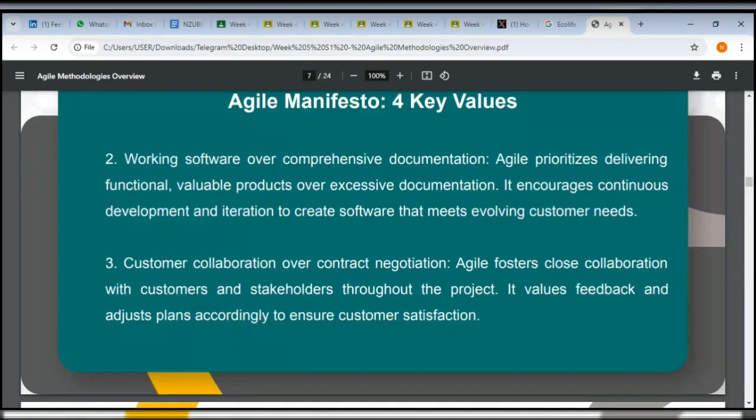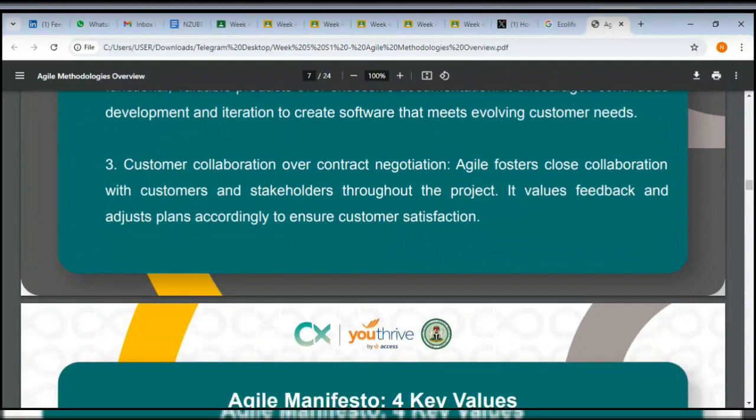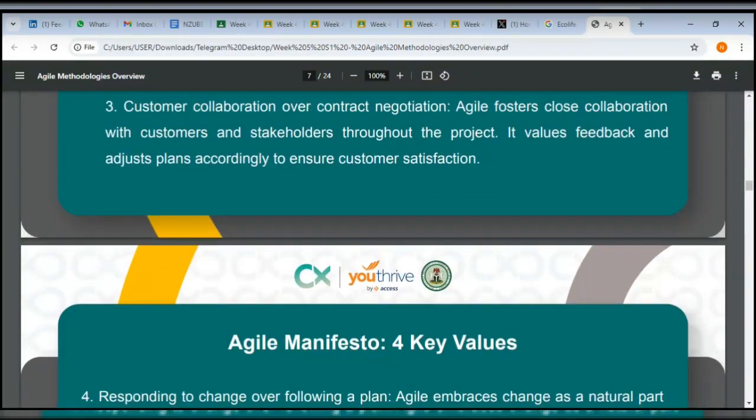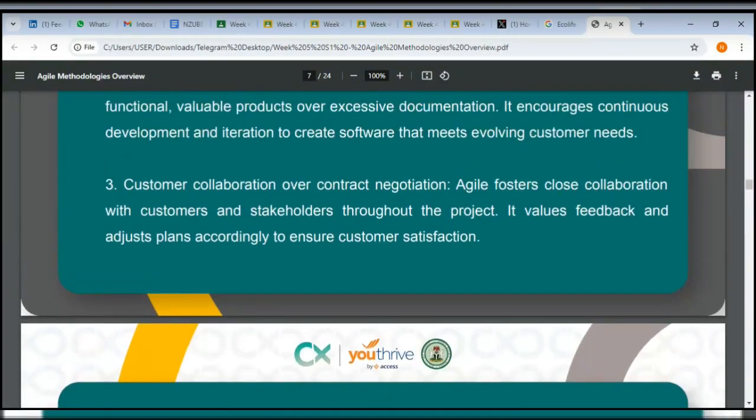Customer collaboration over contract negotiations. Agile fosters close collaboration with customers and stakeholders throughout the project. It values feedback and adjusts plans accordingly to ensure customer satisfaction. Okay, so here it's just saying that remember when we were saying one of the user research tools will be your customer feedback loop, right?